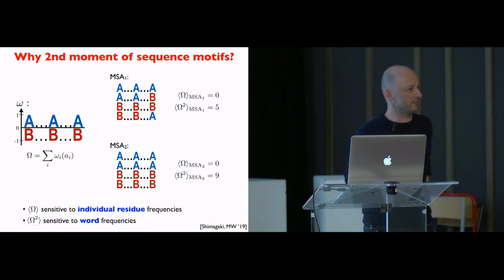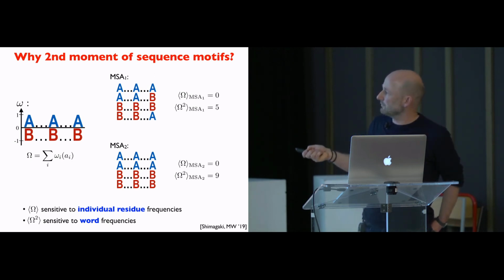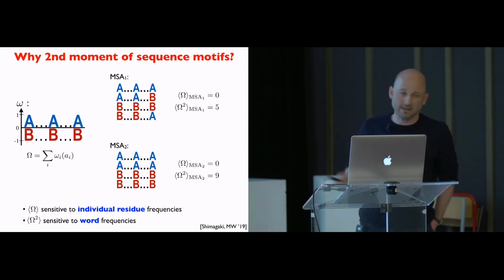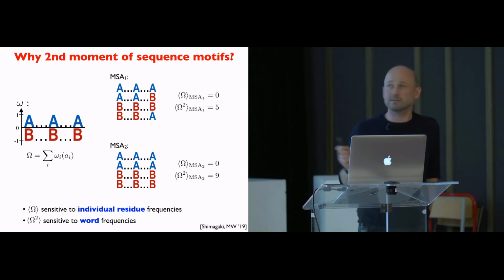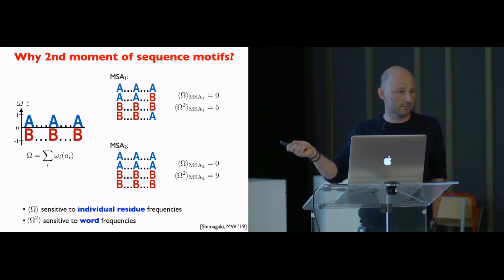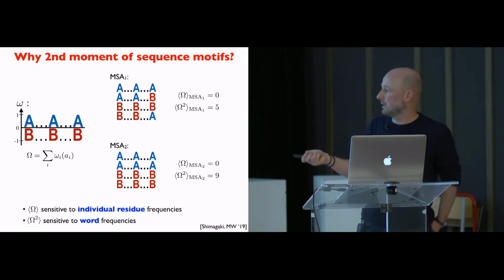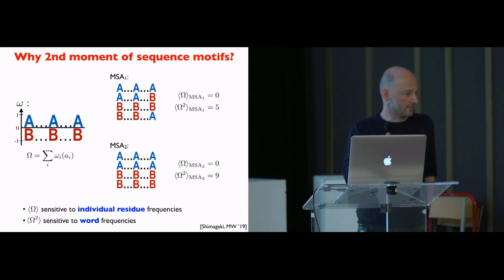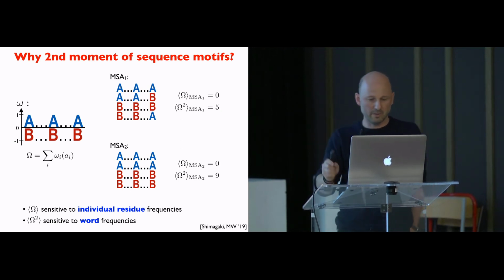That's a very simple example. And remember this representation, which I will use on the real amino acids, and which will look a bit more messy, but it's basically the same representation. Now I have two different multiple sequence alignments, which always have 50% A and 50% B. But obviously, they are different because this one has only two different words, and this one has four distinct words. If you calculate the first moment of this omega here, it's 0, because it has as many +1s as -1s. But if you calculate the second moment, it's 5 here, and it's 9 here. It's bigger here. So actually, the second moment is not so sensitive to the individual residue frequencies, but it's sensitive to word frequencies. So I find these motifs are over or underrepresented words, not just single amino acids, but combinations of amino acids.